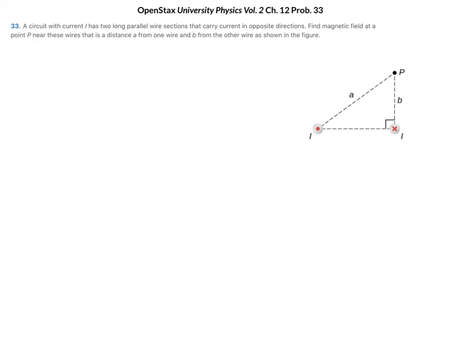Let's look at OpenStax University Physics Volume 2, Chapter 12, Problem 33. A circuit with current I has two long parallel wire sections that carry current in opposite directions. Find magnetic fields at a point P near these wires that is a distance A from one wire and B from the other wire, as shown in the figure.